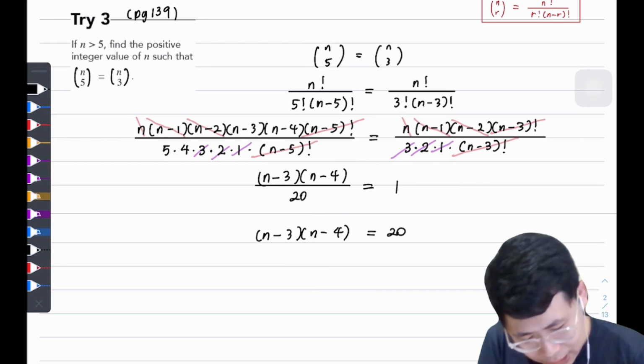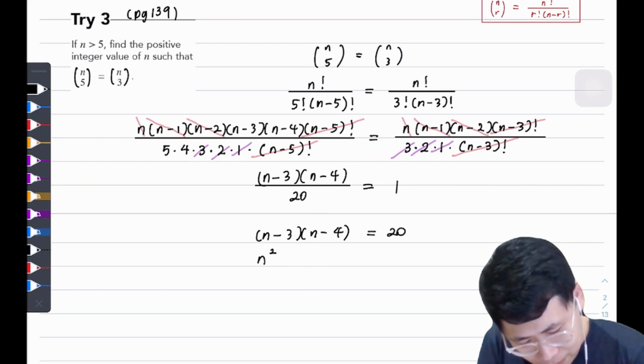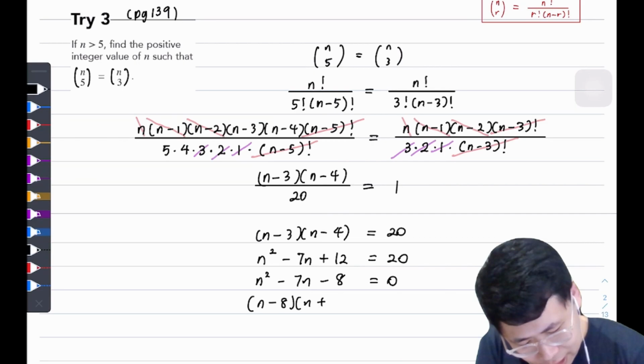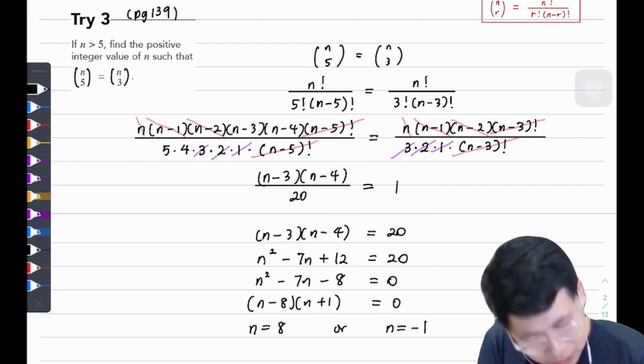Okay, equals to 20, and let me expand. Right, expand. Okay, make it into a general form because this is a quadratic equation. Then factorize. Right, factorize. So n is going to be equal to 8, or n is equal to -1.